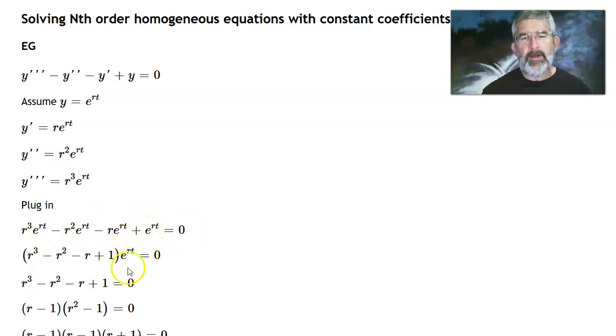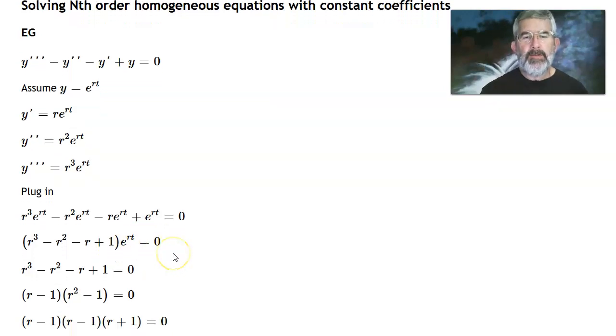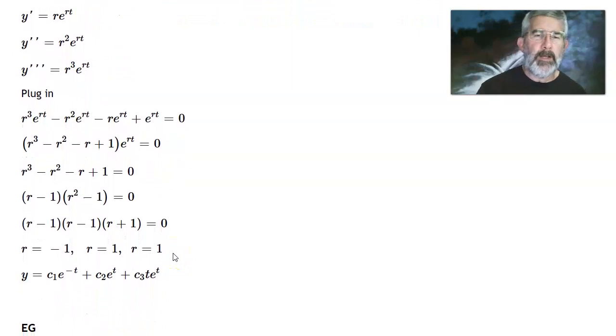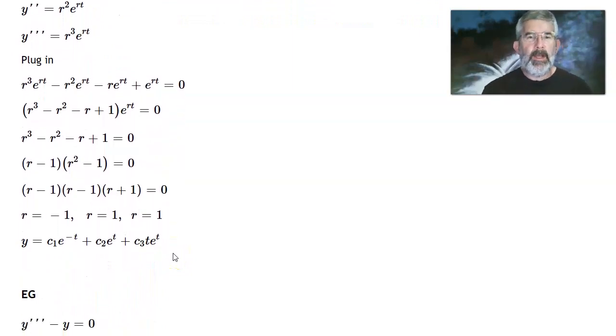There's a factor of e to the rt in each of those that can be pulled out. And then you've got a product of two things equaling 0, which means either one or the other is 0. But the exponential is never 0, so it's got to be the polynomial. And just as in second order equations, we end up with a polynomial equation, which we call the characteristic equation. In this case, because it was a third order differential equation, I got a third degree polynomial.